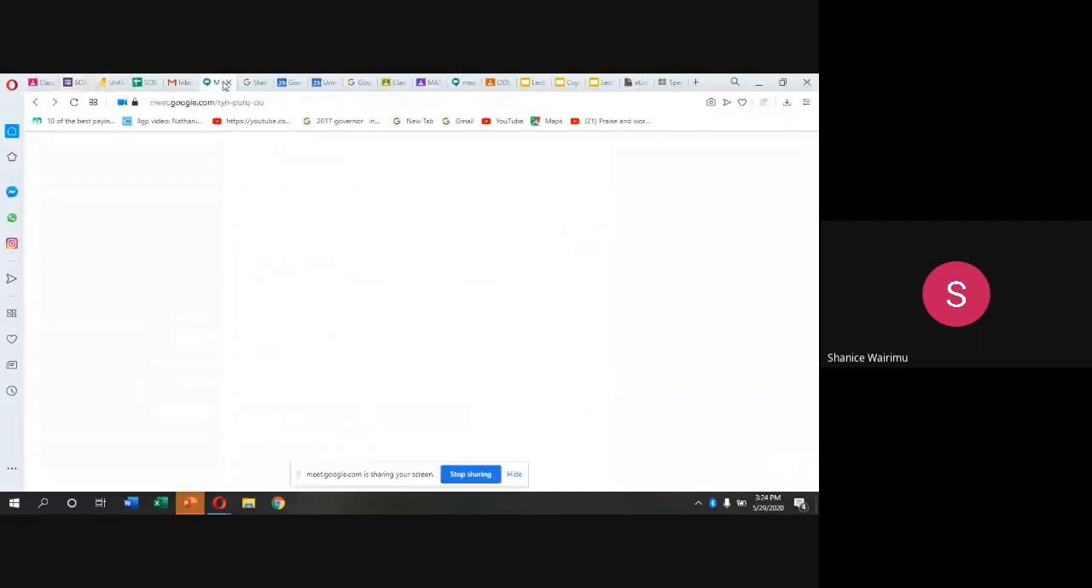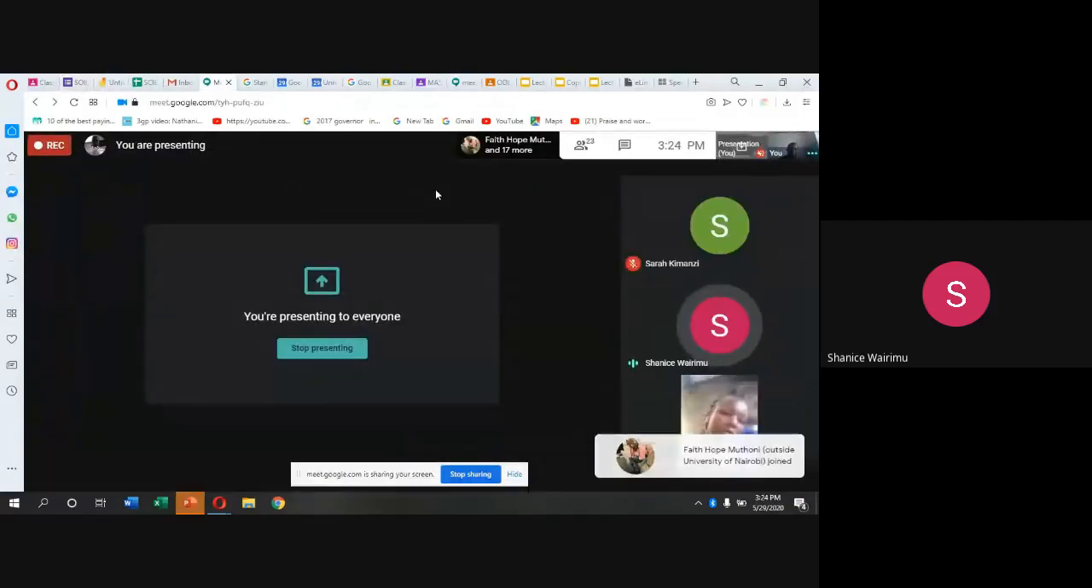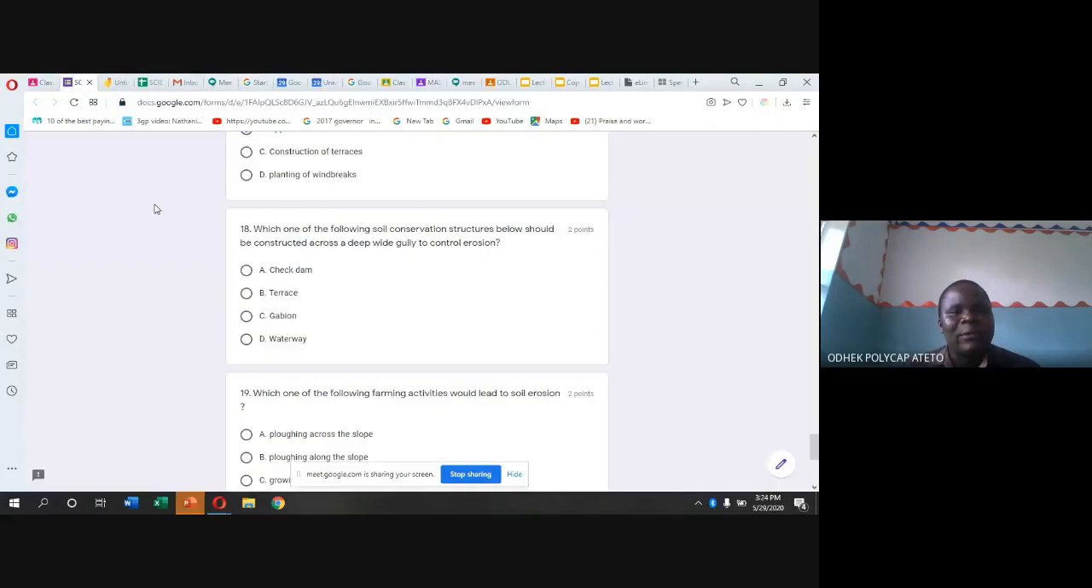You prevent soil erosion. You prevent gully erosion by building gabions. The first thing you are supposed to do here is identify which soil erosion this is. Structure is what we are going to build, but which type of soil erosion is this one? It is a deep, wide gully. So automatically this one becomes gully erosion.